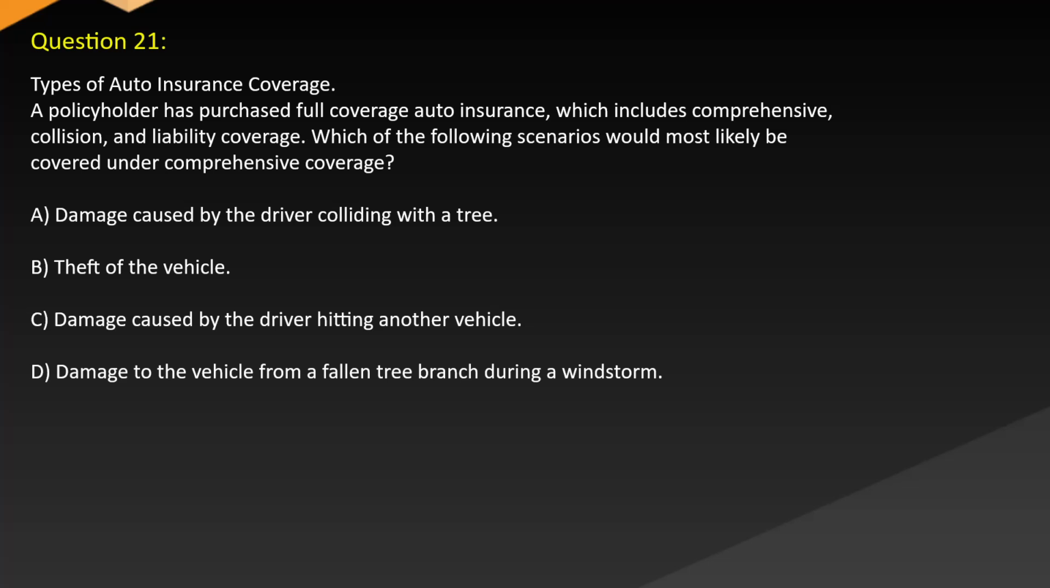Question 21. Types of auto insurance coverage. A policyholder has purchased full coverage auto insurance, which includes comprehensive, collision, and liability coverage. Which of the following scenarios would most likely be covered under comprehensive coverage? A. Damage caused by the driver colliding with a tree. B. Theft of the vehicle. C. Damage caused by the driver hitting another vehicle. D. Damage to the vehicle from a fallen tree branch during a windstorm.